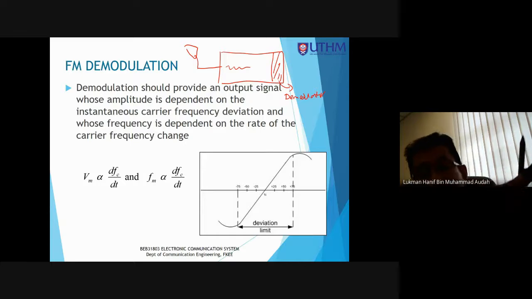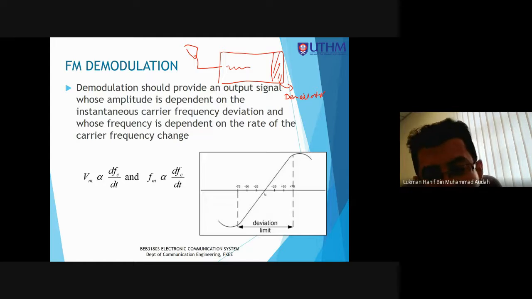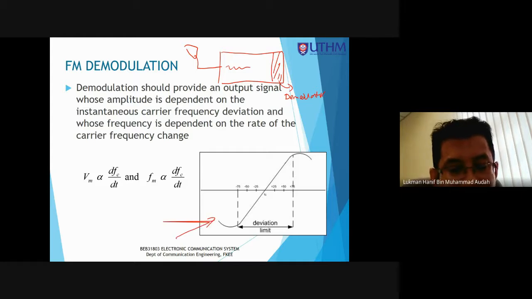Okay, so dalam kes ini demodulator akan buat proses terbalik. Okay, maknanya dalam demodulator dia akan detect perubahan frekuensi dan fasa menghasilkan perubahan amplitude pada output. Okay, so this is the graphical picture to show the relation of delta F and also the output amplitude. Okay, so apa yang dibuat oleh demodulator adalah dia akan detect perubahan delta F daripada FC ni.